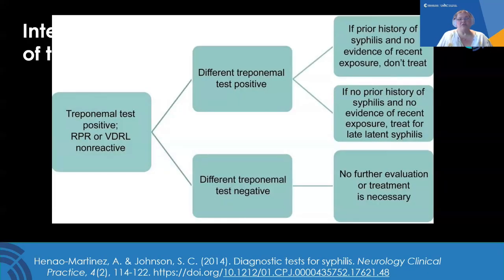This is just an interpretation diagram. If you get that positive and then this is negative, it's going to trigger a different treponemal test. And if that second one, this is the grandmother analogy, if the grandmother says it's positive, then either there's a prior history of syphilis and you need to do a record search to see if they were ever treated. And then if it's negative, then no further evaluation or treatment is necessary, since you've got two that are agreeing.